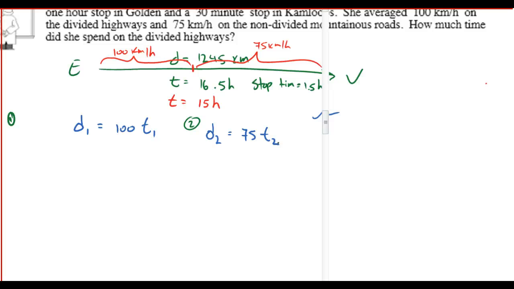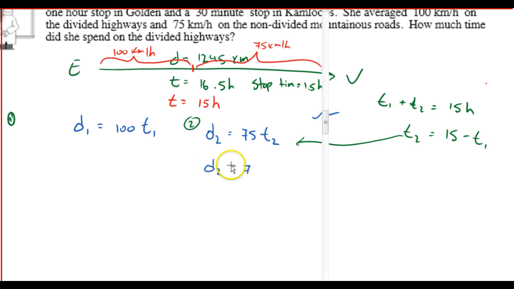But there's a little trick you can do here to eliminate some of these variables. For example, we know that T1 plus T2 equals 15 hours. Therefore T2 equals 15 minus T1. Now I can substitute that into T2, so I can rewrite my equation as distance 2 equals 75 times (15 minus T1).